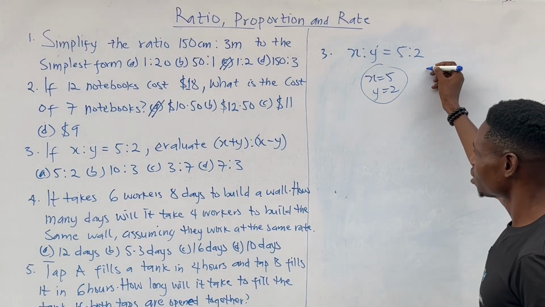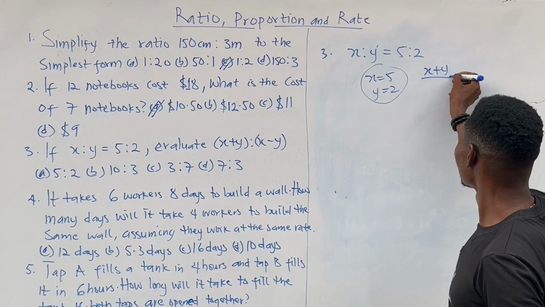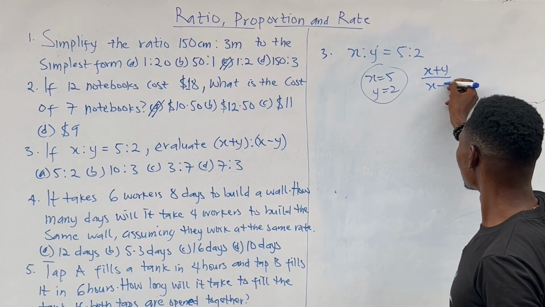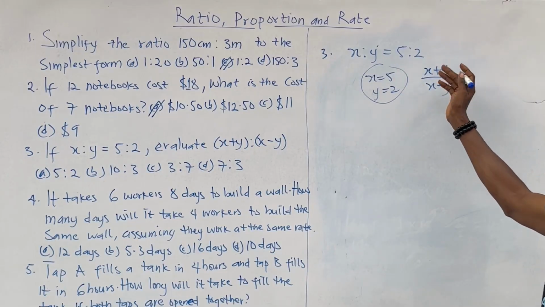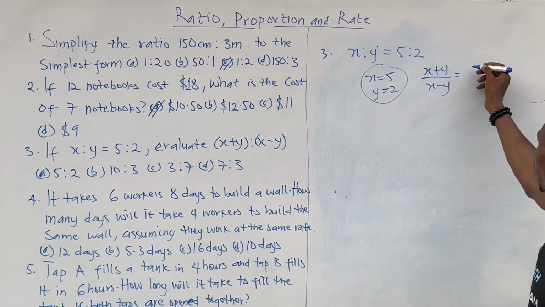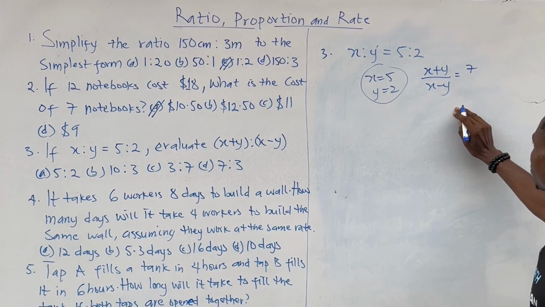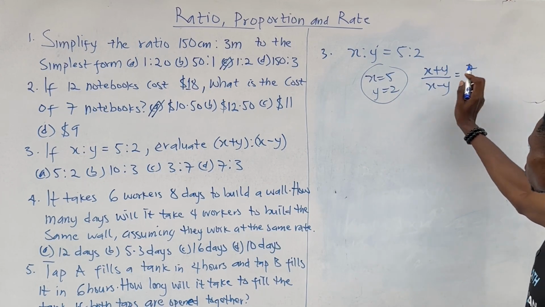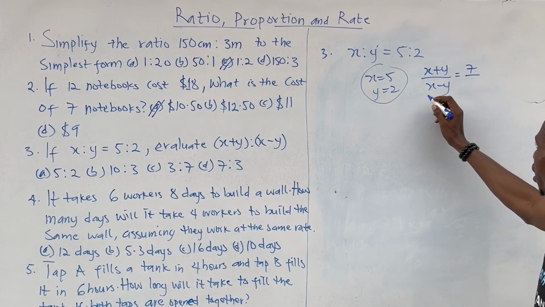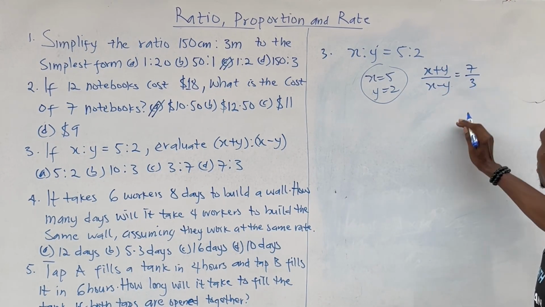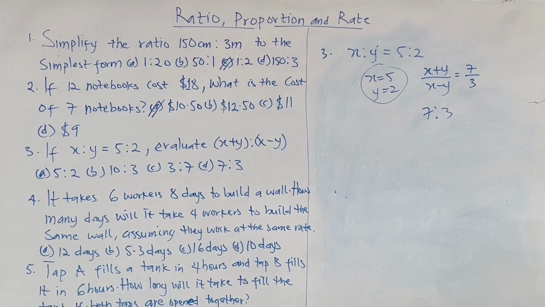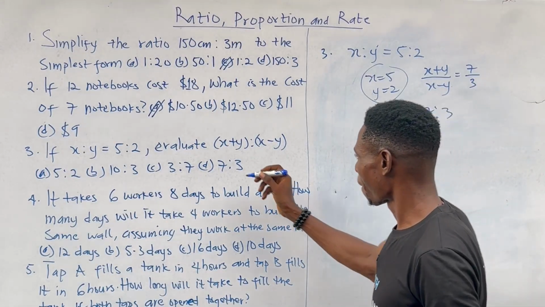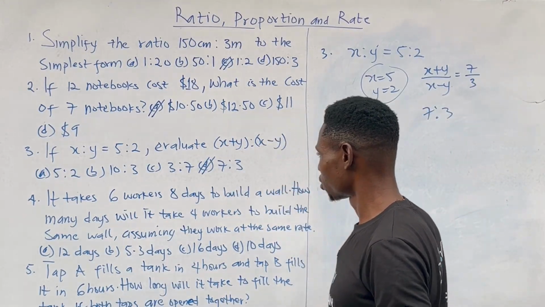So the question says we should find X plus Y over X minus Y. Remember I said when you are dividing, that's also ratio. So that will give us X plus Y, 5 plus 2, that's 7, divided by X minus Y, that's 5 minus 2, is 3. So 7 over 3, which is 7:3. Okay, and that will be option D. The correct answer will be option D.